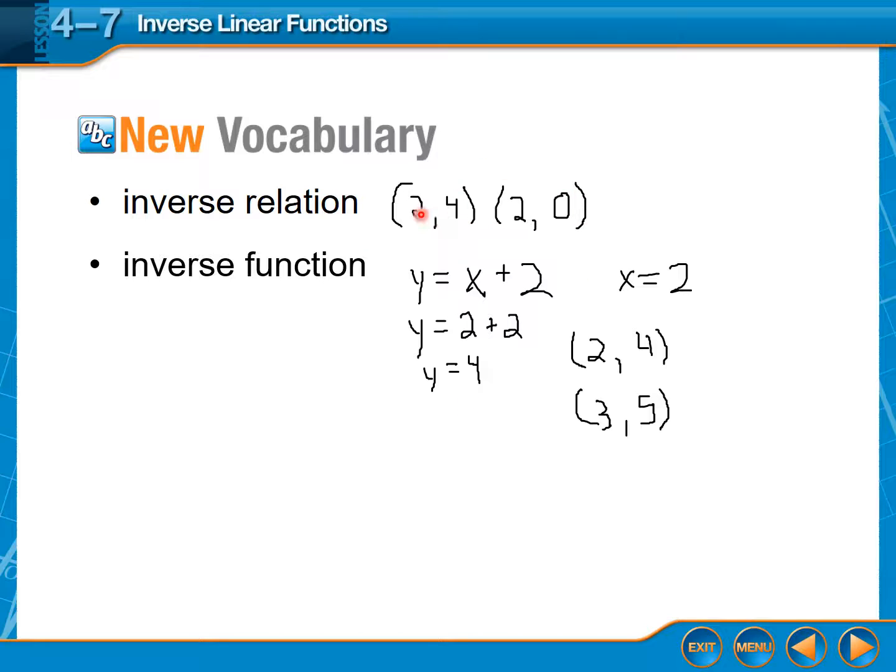So this is a relation. Notice 2 is with 4 and 2 is with 0. In a function, 2 is with 4 and that's it. 3 is with 5 and you could keep going, plugging in different values for x. But 2 is always going to be with the same thing in a function, whereas a relation could give you different values. So that's just a quick review of the difference between functions and relations.